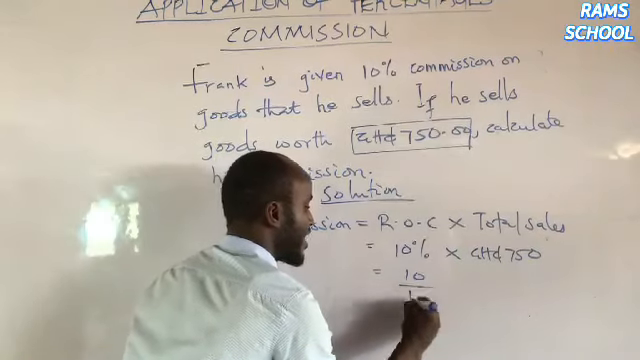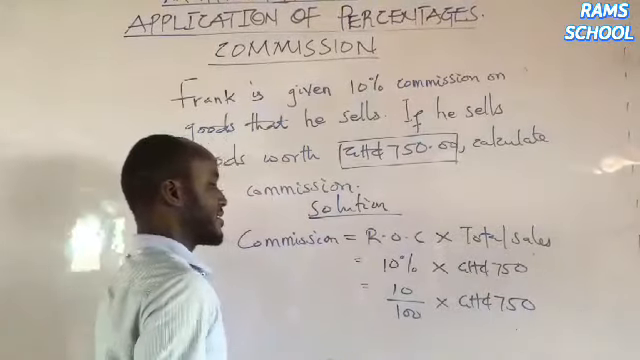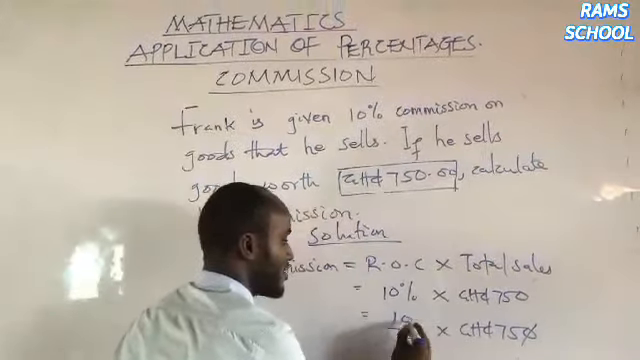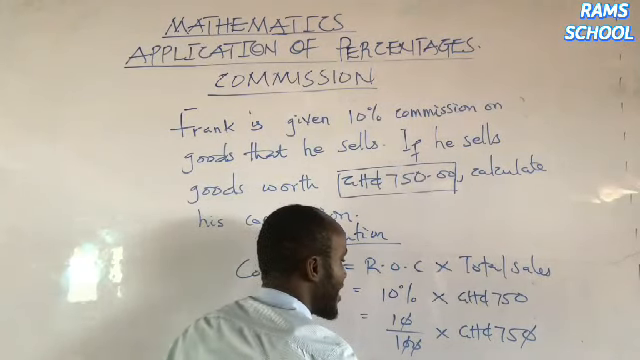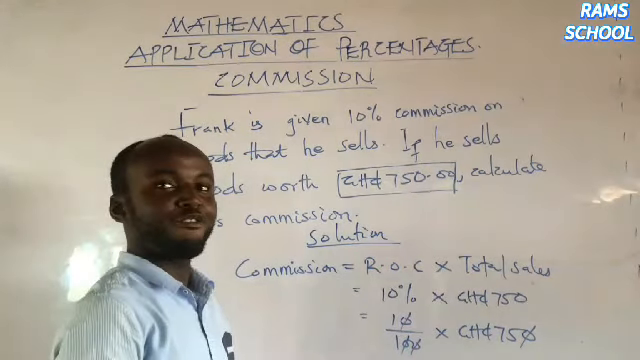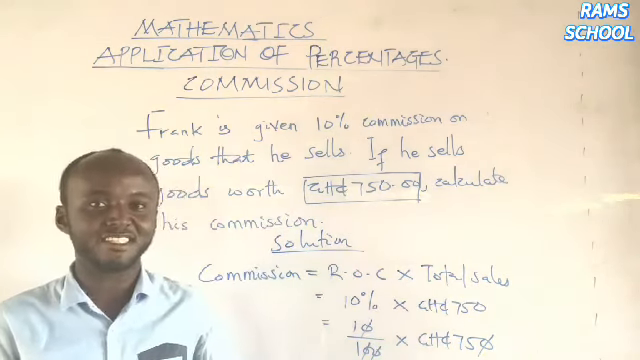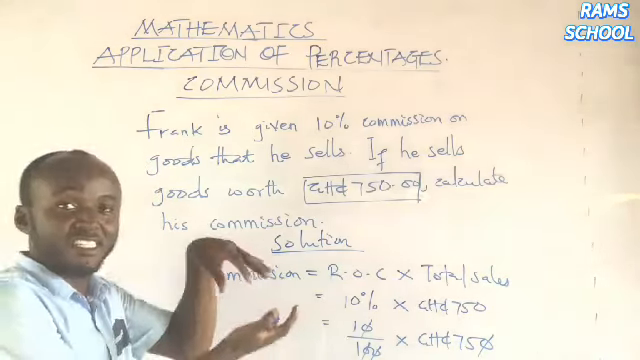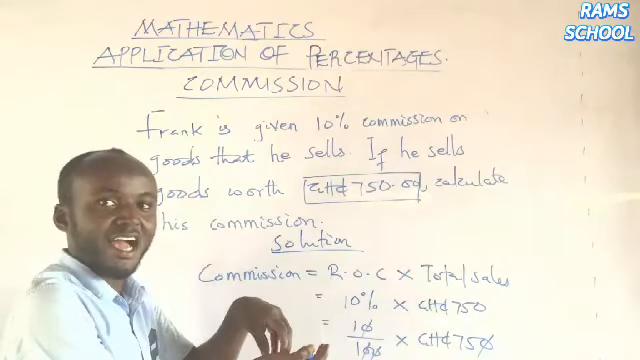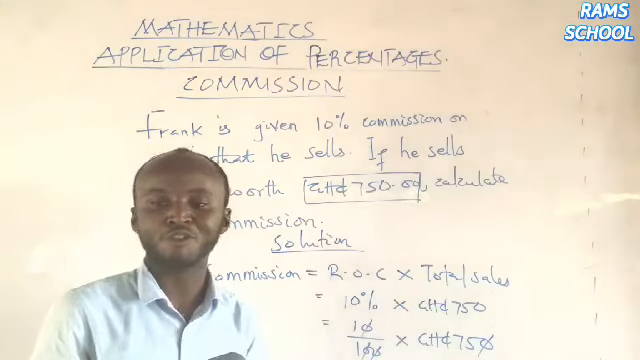So you evaluate 10 out of 100 times 750 Ghana cedis. This zero cancels out, this zero cancels out. So we are getting 75 Ghana cedis. Therefore, Frank shall receive a commission of 75 Ghana cedis. All right. So we are going to solve a different type of question in which you'll be given the commission, as well as the rate of commission. Then you shall find the total sales. So let's see how that kind of question is going to be.